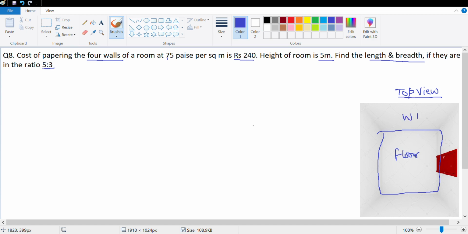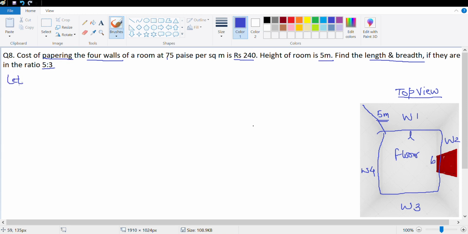This is wall 1, this is wall 2, which has a red colored door, this is wall 3, and this is wall 4. On these 4 walls, they will put wallpaper. Perfect. And the cost of the wallpaper is 75 paisa per square meter. Total it will cost 240, and the height in this diagram is 5 meter. We need to find the length and the breadth, whichever one you call the length, whichever one you call the breadth. They are in the ratio 5:3.